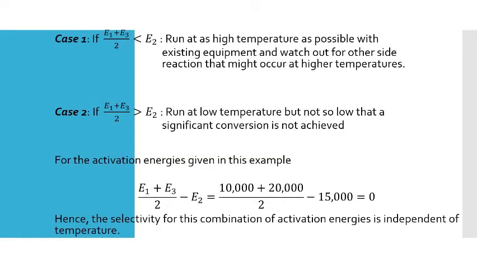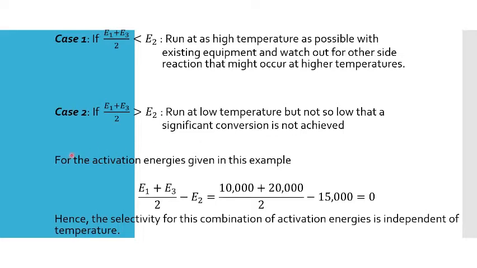But first, we need to know if our selectivity with respect to temperature obeys case 1 or case 2. For case 1, if (E1 plus E3) divided by 2 is less than E2, it runs at as high a temperature as possible with existing equipment, and we need to watch out for other side reactions that might occur at high temperature. For case 2, if (E1 plus E3) divided by 2 is more than E2, it runs at low temperature but not so low that a significant conversion is not achieved.